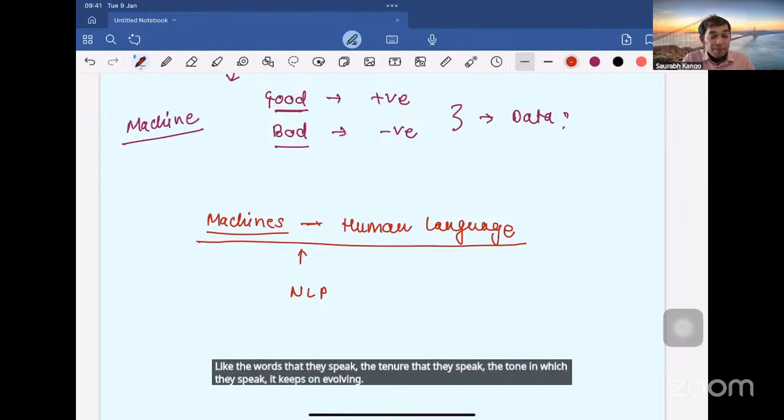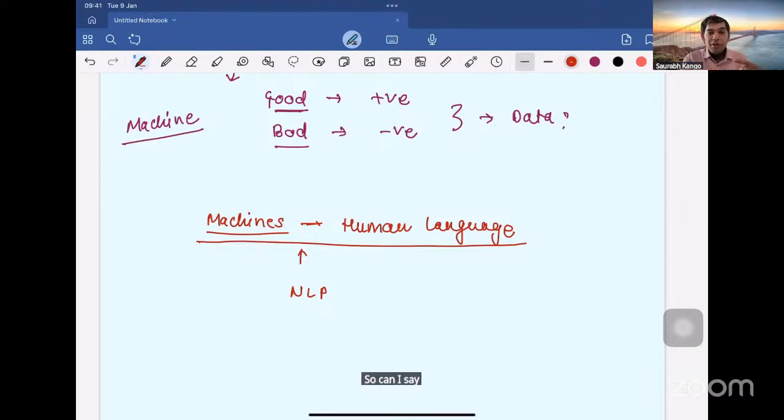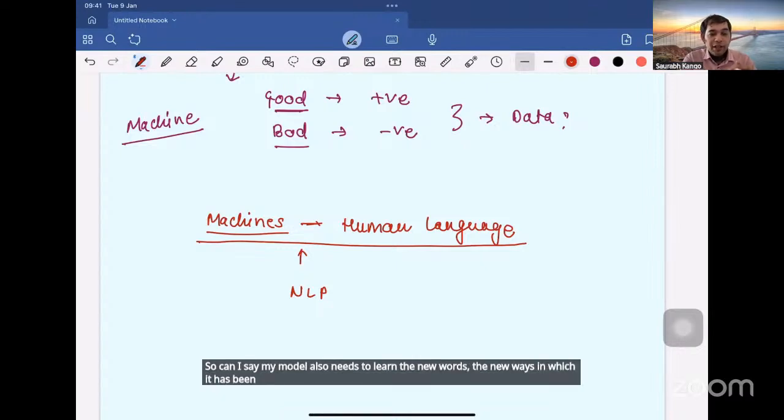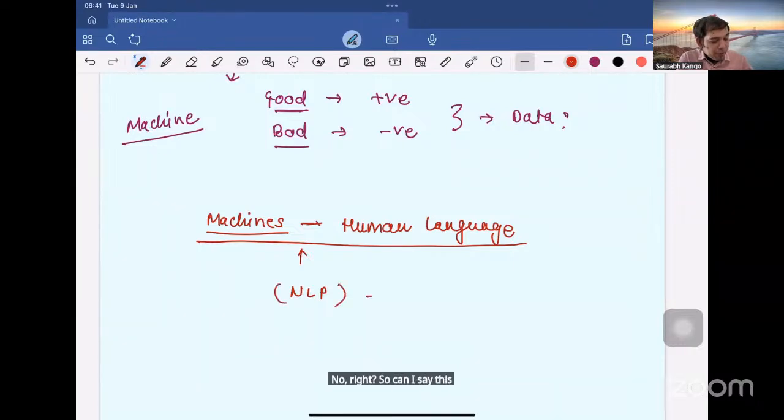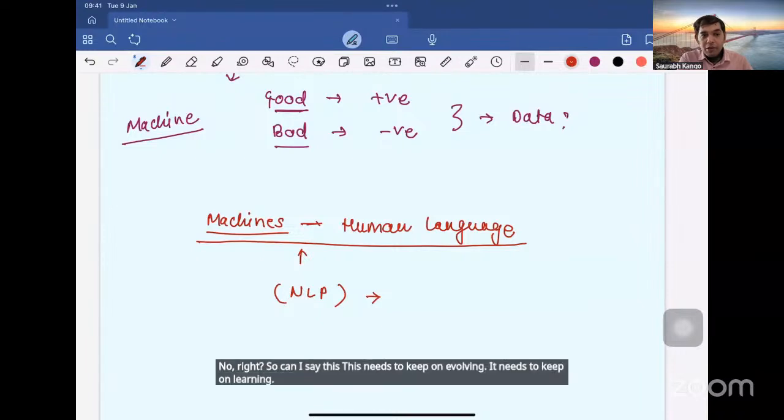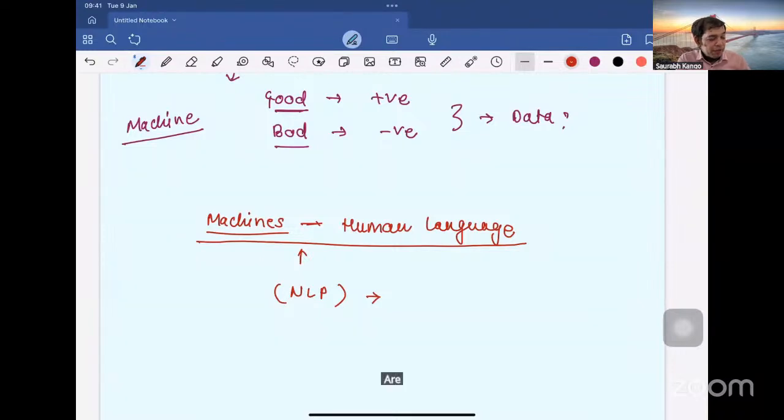So can I say my model also needs to learn the new words, the new ways in which they are used? Does it need to constantly evolve, or can it be static? Like once I've given it that this word means this, is that the only word that we have, that's it? No, right? So can I say this needs to keep on evolving? It needs to keep on learning. Are you with me? So can I consider this NLP as a part of machine learning?